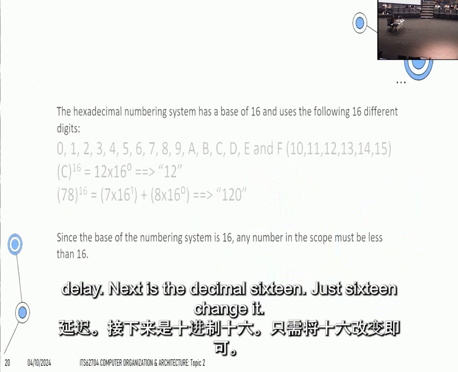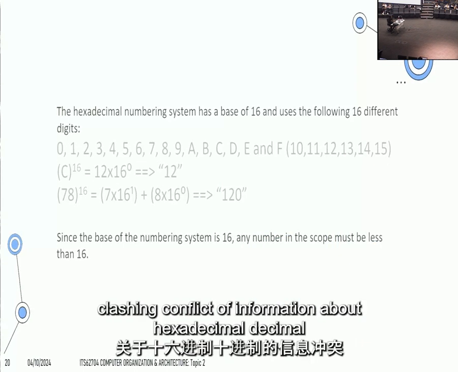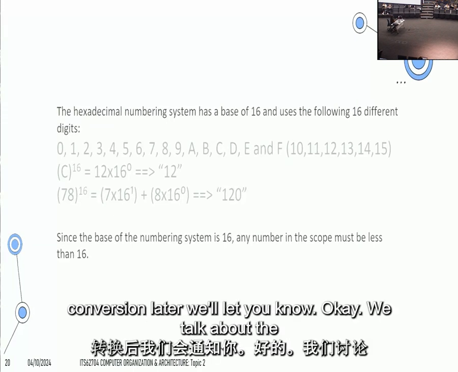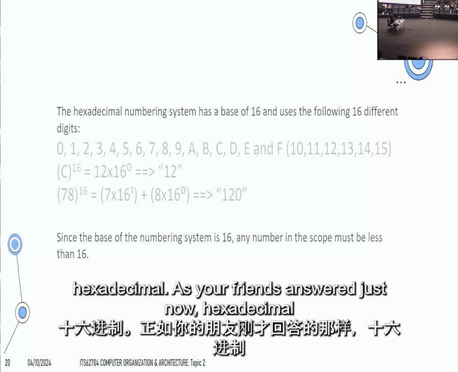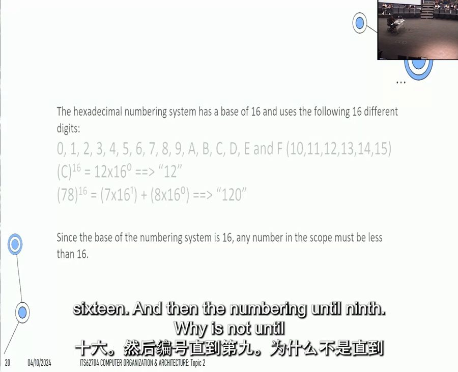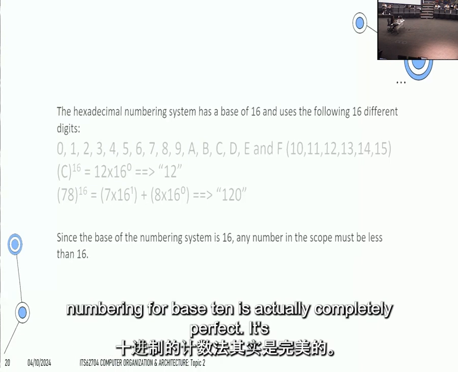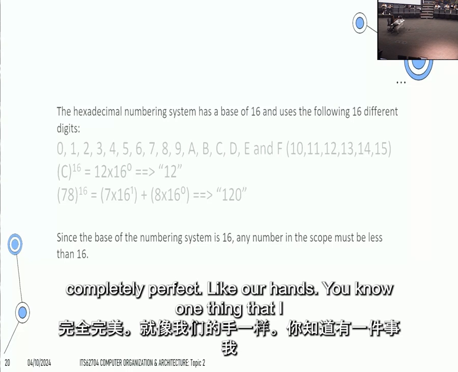Next is decimal 16, just 16, change it. But it's very wonderful about the 16. We have a clashing conflict of information about hexadecimal and decimal conversion. Later, I will let you know. Now we talk about hexadecimal. As your friends answered just now, hexadecimal or base 16 calculates the bit for base 16, and then the numbering goes until 9. Why is it not until 10? Because if it went until 10, it would be base 10. The numbering for base 10 is completely perfect, like our hands.